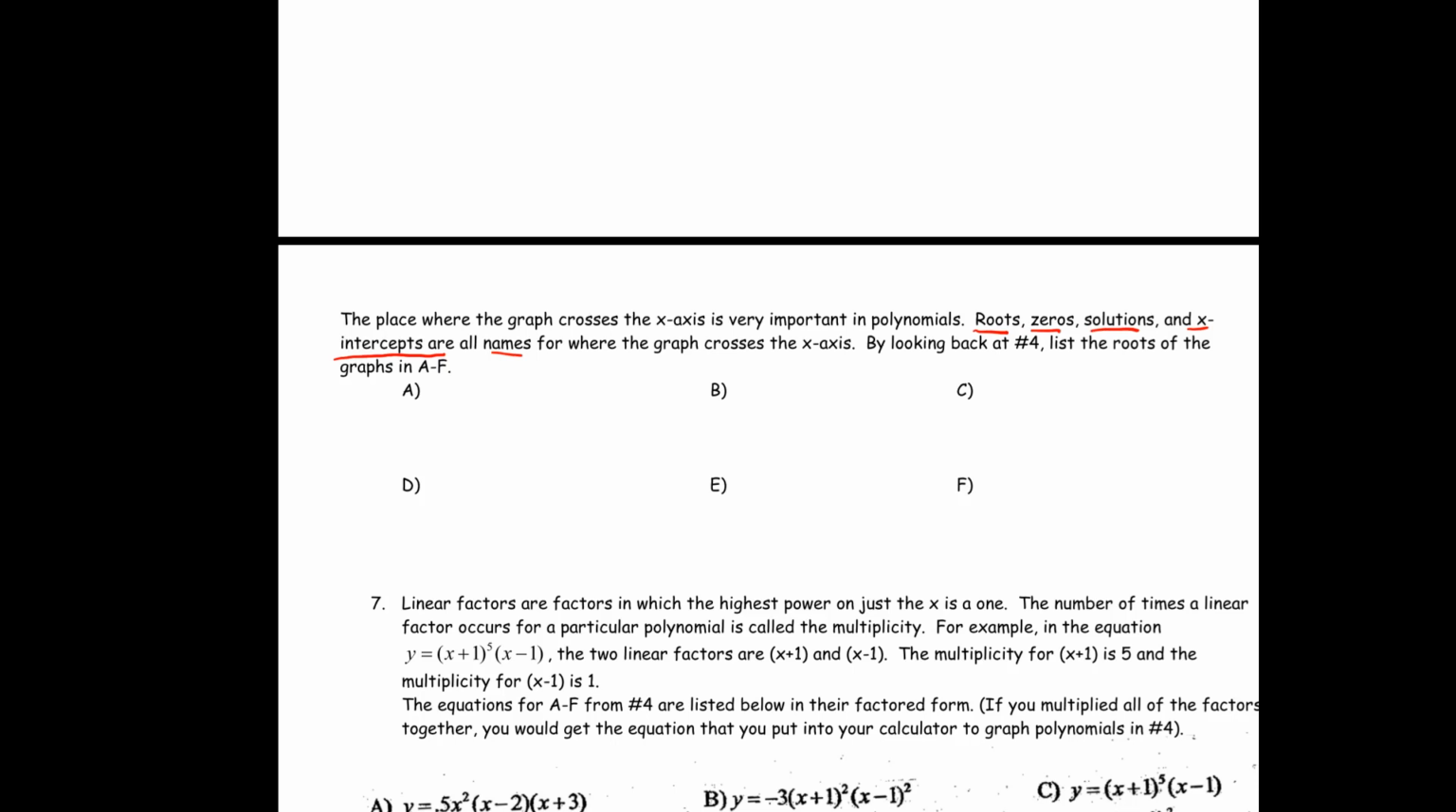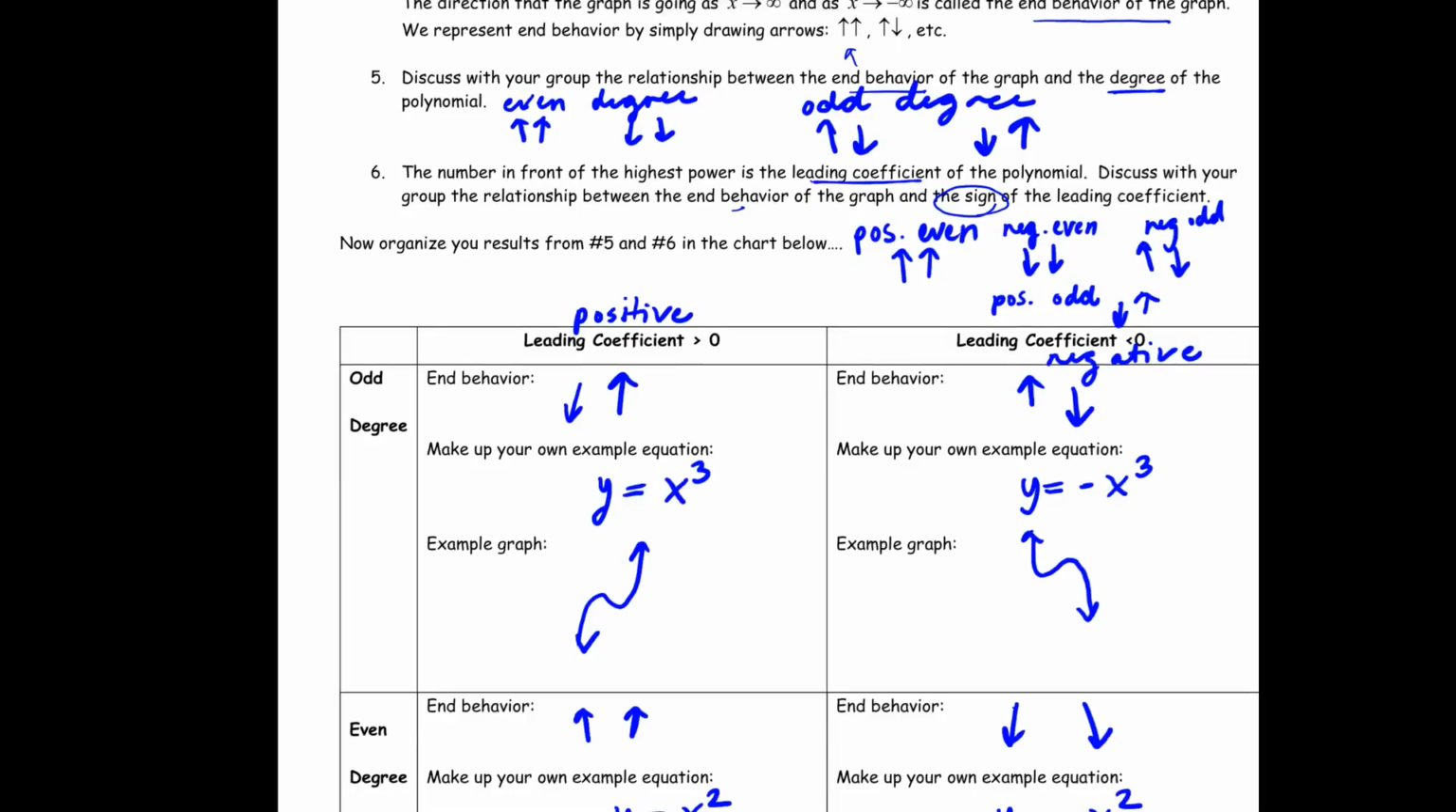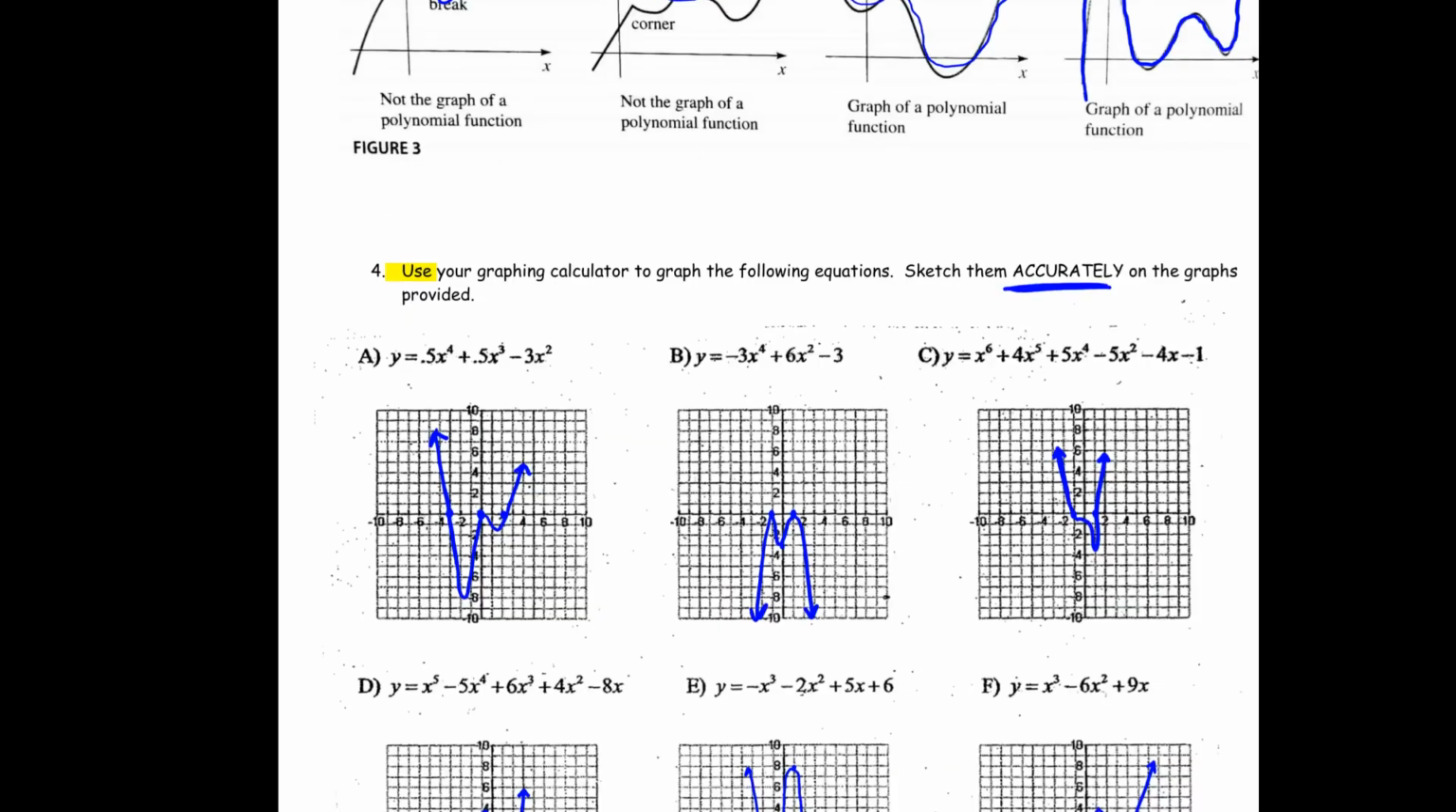Now, by looking back at what you did in number 4, I'm going to give you a few moments with your partner. I'd like you to list all the roots of the graphs. So, for example, if we go back to what we did in number 4, what would be the roots or the zeros or the solutions of graph A? What would be the one furthest to the left?